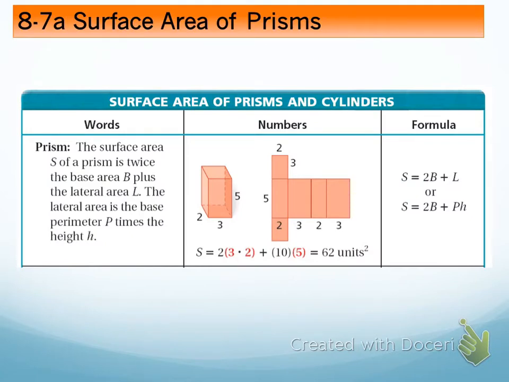Now the surface area of a prism, which we use a capital S to show the surface area, is twice the base area, which is a capital B, plus the lateral area, capital L. The lateral area is just the base perimeter, capital P, times the height of the prism, which is H. Also, if you notice, what you're doing is you're taking that prism and you're unfolding it like this. This is called a net. This is what that prism looks like if you were to unfold it.